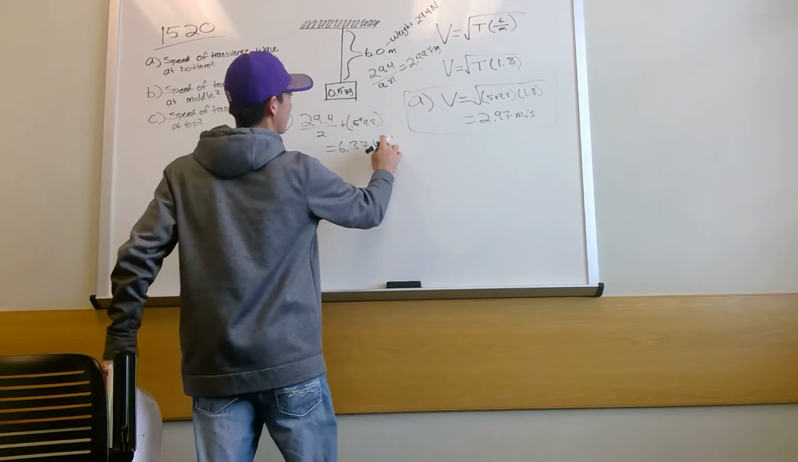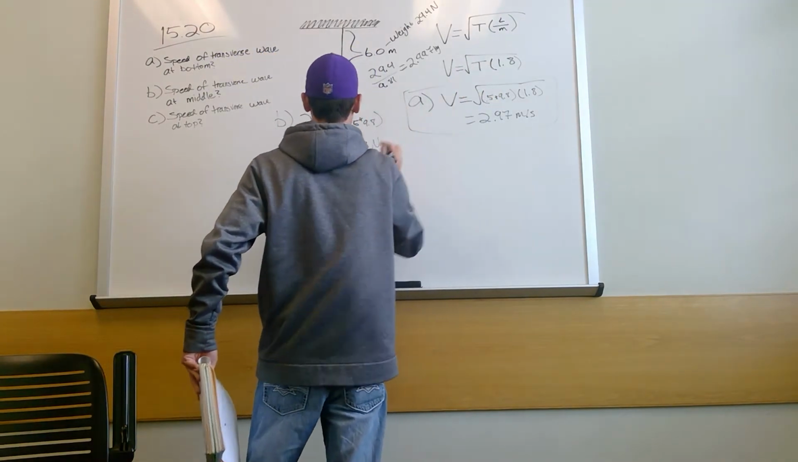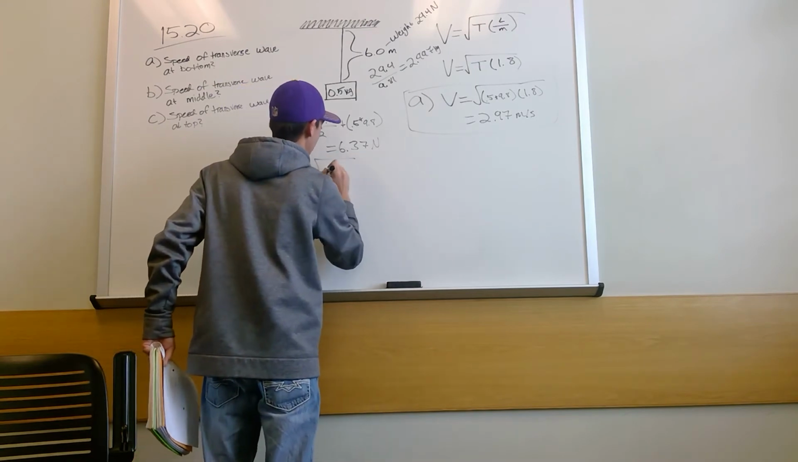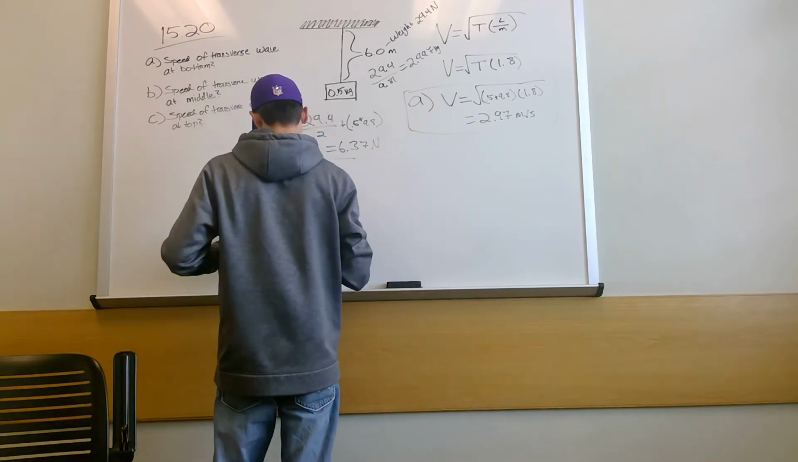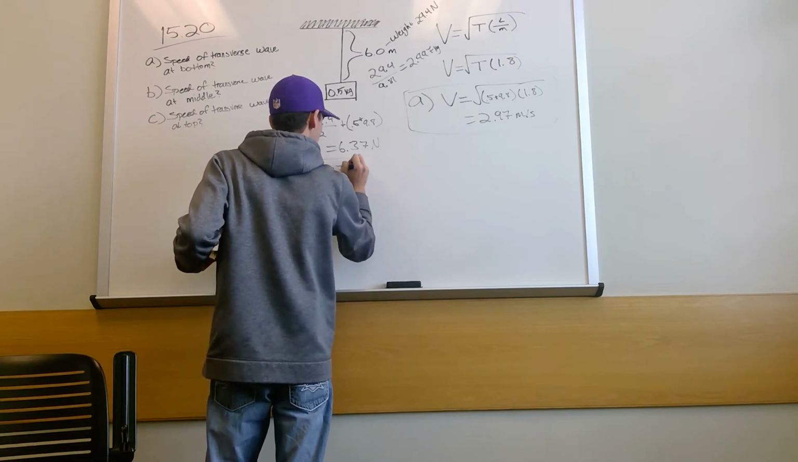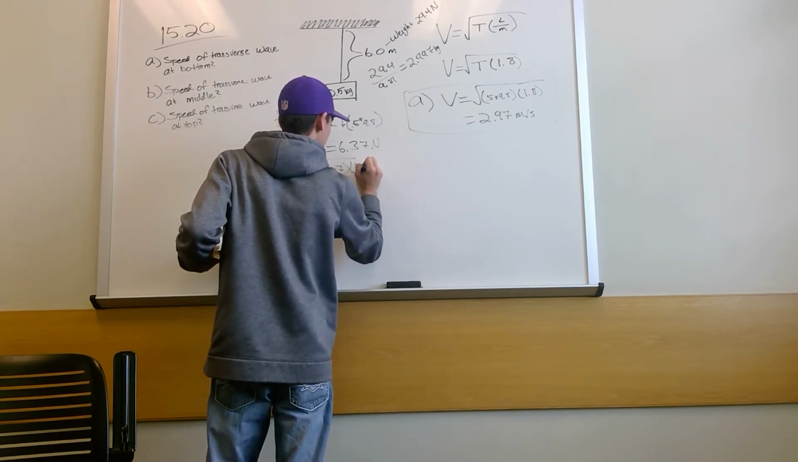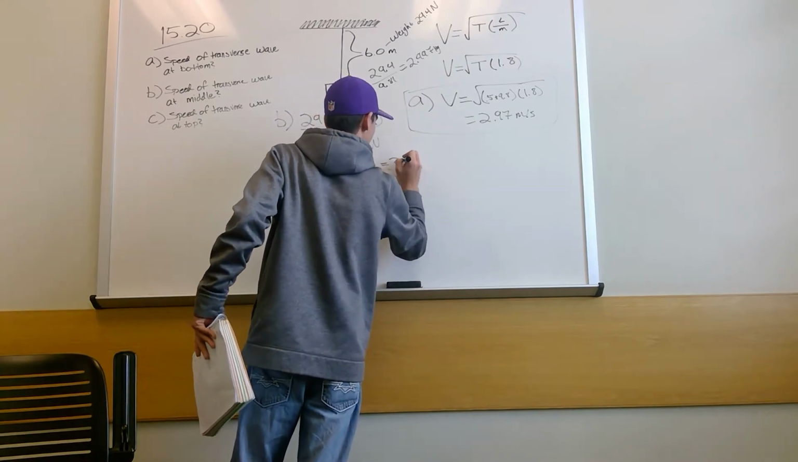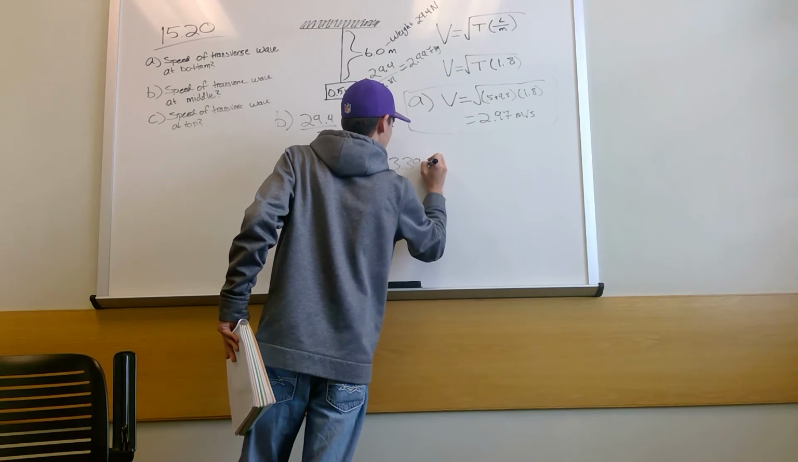And you plug this back into that equation for tension. So the speed at the center is going to be V equal to the square root of 6.37 times 1.8, which equals out to be 3.39 meters per second.